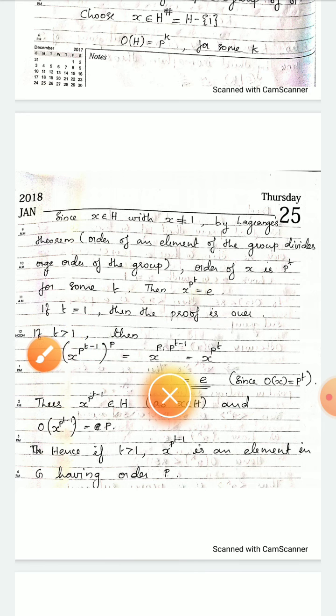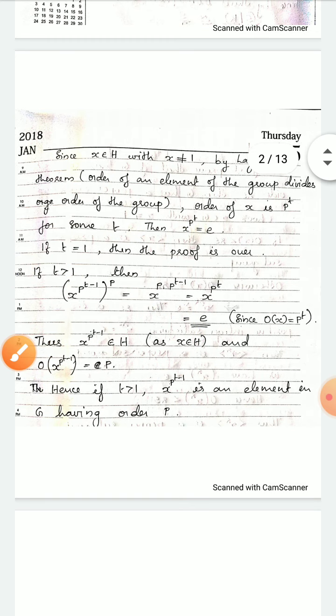And suppose that t greater than 1. Okay, t is always a positive integer. So this case is t greater than 1. Then we consider the element x raised to p raised to t minus 1, and we are taking that element to the power p. Then it is of the form a raised to m the whole raised to n, that is a raised to mn, so it can be written as x raised to p into p raised to t minus 1.